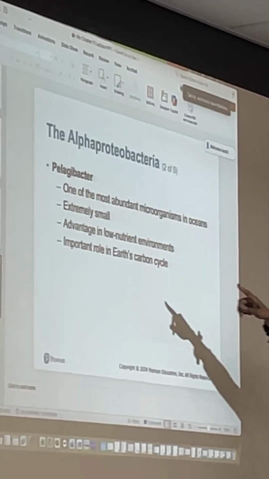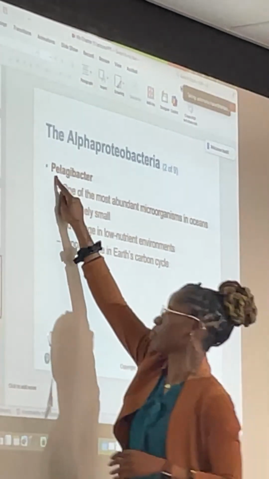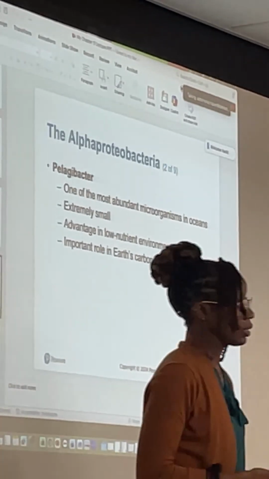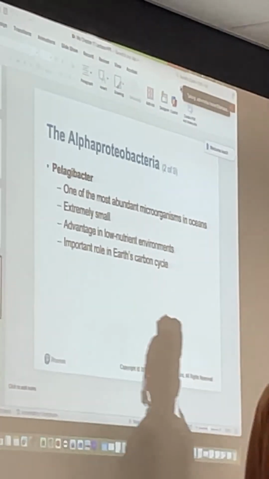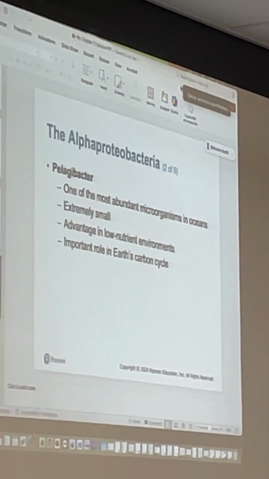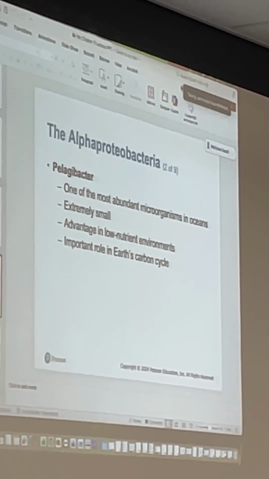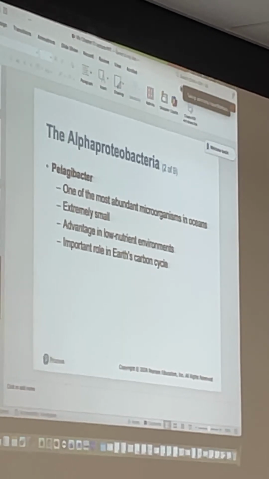Pelagic actually means open waters. That little prefix, pelagi, actually means open waters. All right, so Pelagibacter is found in open waters, the ocean. Because in the environmental sciences world, we have the pelagic zone. The pelagic zone is like the really deep depths of the ocean waters.